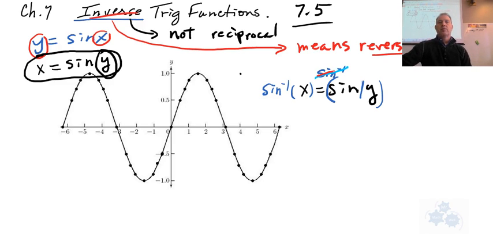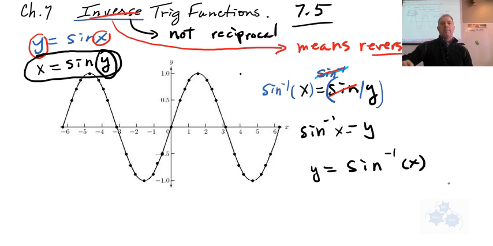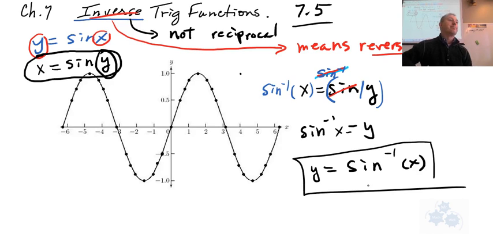But what happens here is we now have the sine to the negative 1 and the sine now cancel each other out. And we actually have y equals this, sine to the negative 1 x. And this is the inverse function. Okay? Algebraically, that's what it looks like. You have this little negative 1 there.